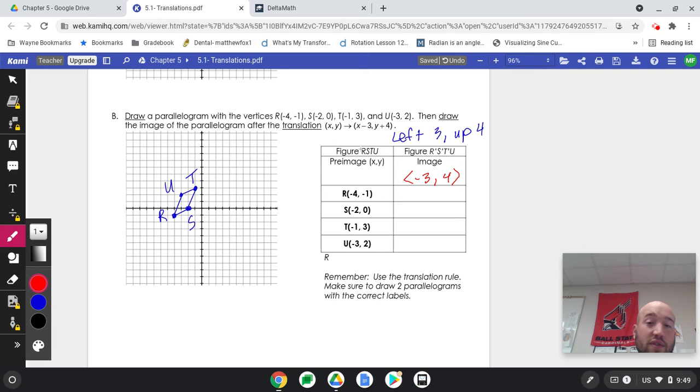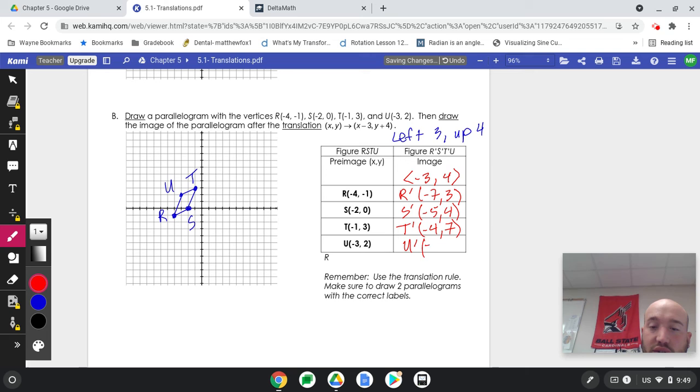So R prime, if I plug that in, negative 4 minus 3 is negative 7. And negative 1 plus 4 would be 3. S prime will do the same thing. So negative 2 minus 3, negative 5. 0 plus 4 is 4. T prime, negative 1 minus 3 is negative 4. 3 plus 4 is 7. And finally, U prime, negative 3 minus 3 is negative 6. 2 plus 4 is 6.